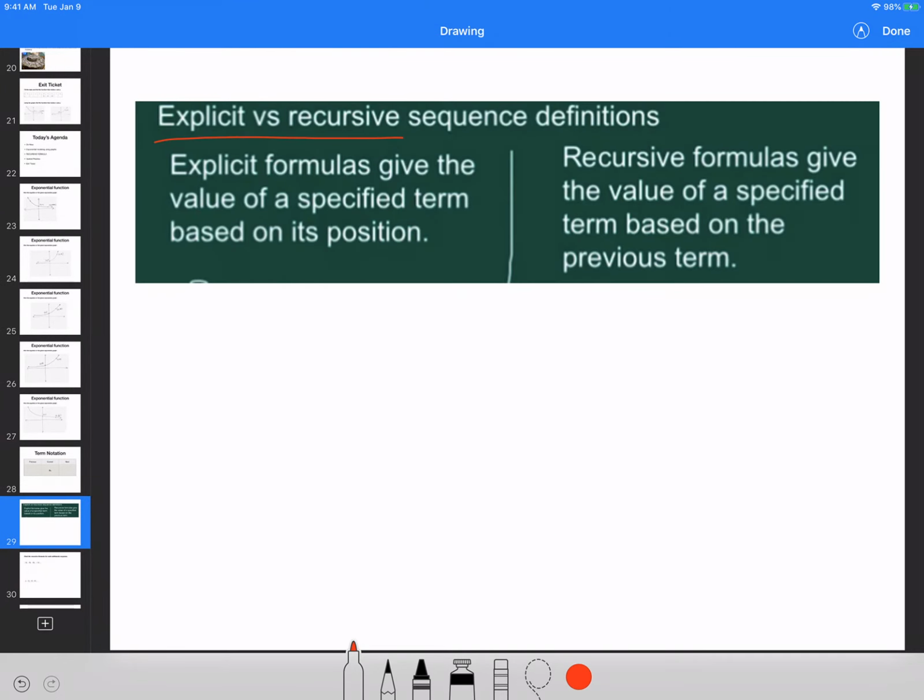The explicit versus recursive sequences and definition. Explicit formula for arithmetic, as you already should know, is a sub n is equal to a sub 1 plus common difference d times n minus 1. Now the recursive formula for arithmetic would simply be a sub n minus 1 plus d is equal to a sub n.